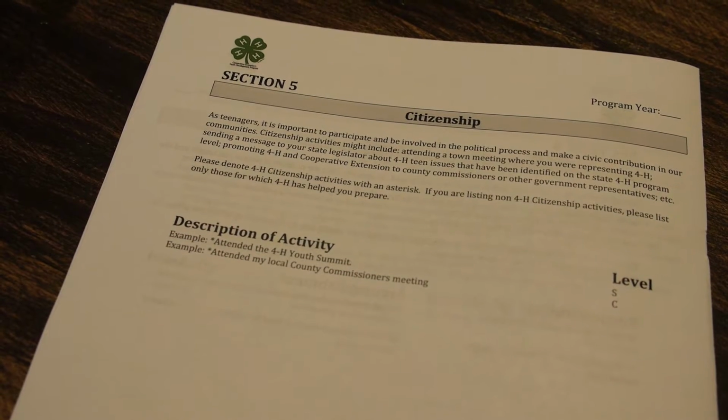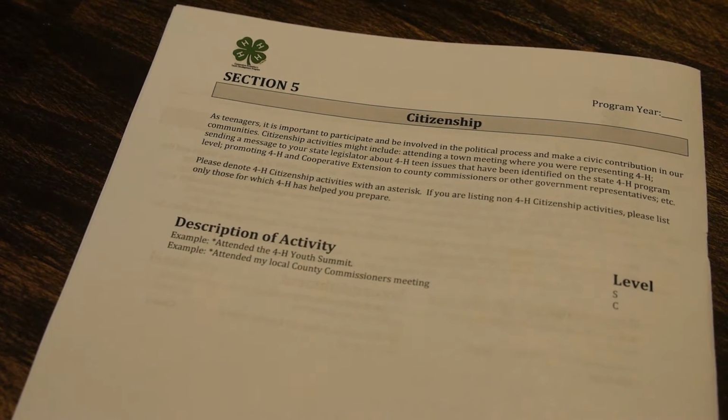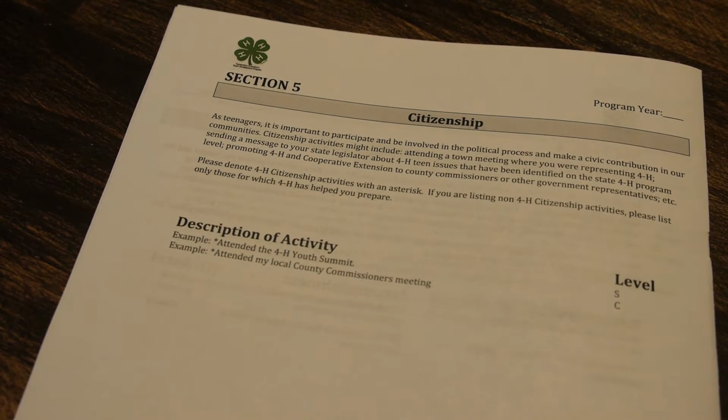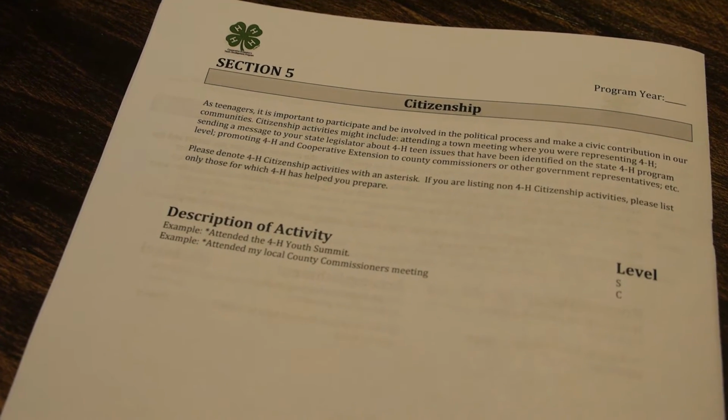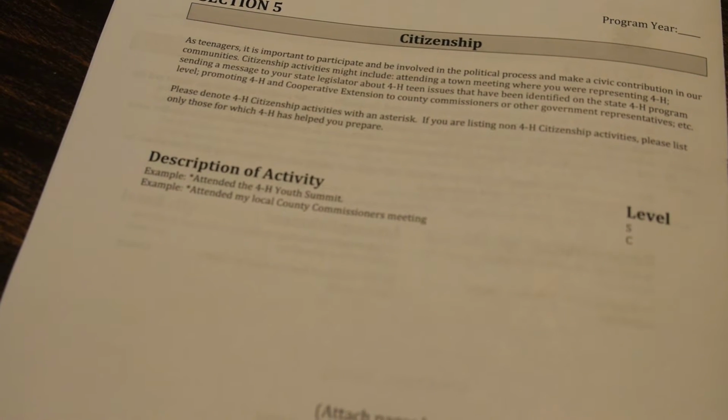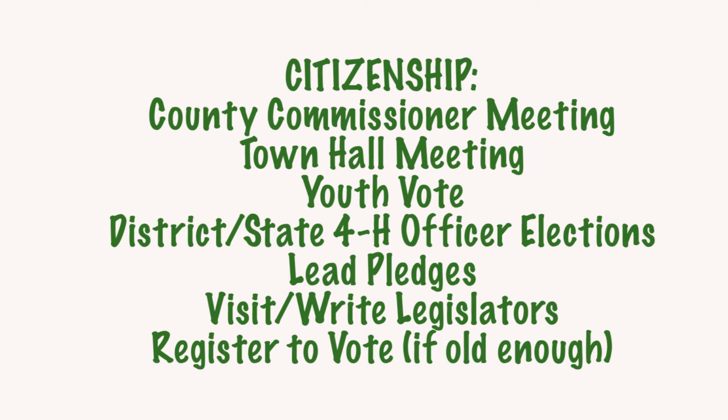So basically what you do for this section is you list your activity and then the level of your activity. So you could do the same thing and create a chart and then put that in there and then the level. So the examples they include are attended the 4-H Youth Summit, which was a state level activity, so you would put an S for state. And then the next example says attended my local county commissioners meeting, and that's a county level activity. So that's pretty much all that you need to do for that section.